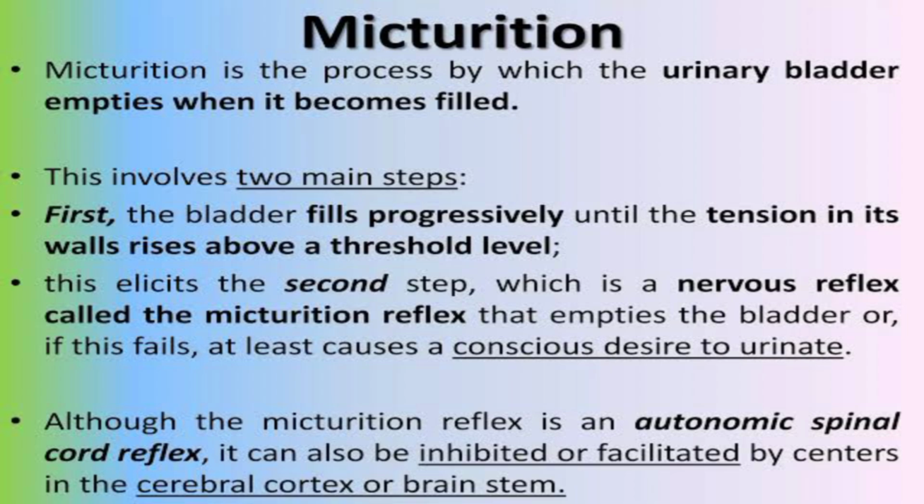So, in the end, we will summarize everything into this one picture. Micturition is the process by which the urinary bladder empties when it becomes filled, involving two main steps: filling and storage, and voiding. In the first phase, the bladder fills progressively until tension in its wall rises above a threshold level. This elicits the second step, which is the nervous reflex, also known as the micturition reflex, that empties the bladder, or if this fails, at least causes a conscious desire to urinate. Although the micturition reflex is an autonomic spinal cord reflex, it can also be inhibited or facilitated by the centers in the cerebral cortex or brainstem.